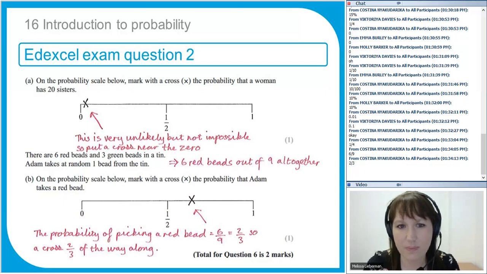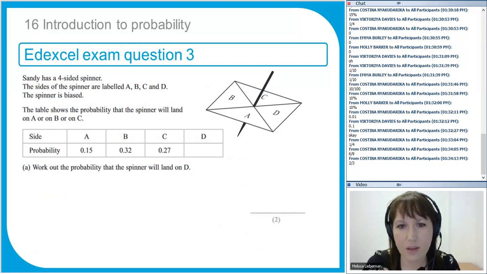Let's have a look at another one. So here we've got a 4-sided spinner, and the sides of the spinner are labelled A, B, C, and D. Now we're told the spinner is biased. What we mean by biased when we're talking about probabilities is that they're not equally likely to happen. So you're more likely to get a B than you are to get a C, and so on.